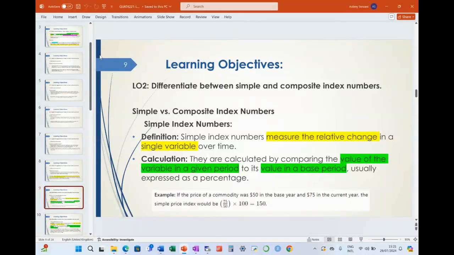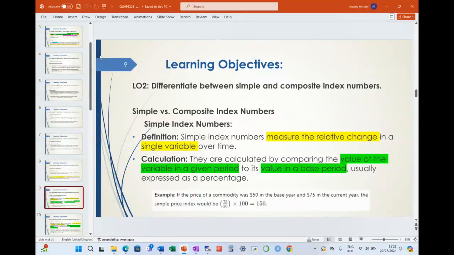All right, now you have two types of indexes. You have simple and you have composite index numbers. Okay, simple, we're only assessing one variable, whereas with composite, this is where we're assessing a group. Earlier, I gave the example of just my statistics, and then obviously all my modules, business management, information management, and so forth.